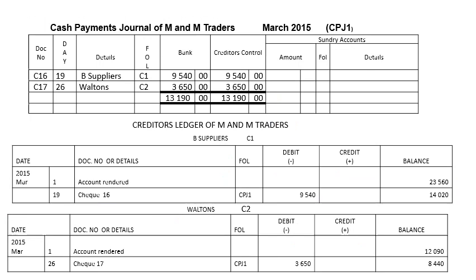We also need to post to the creditors ledger because we already know that each creditor will have his own account. So here is my creditors ledger, B Suppliers. They gave you the balances at the start. That was the account rendered. B Suppliers was paid on the 19th, according to check number 16. There's check number 16, so my document will be check number 16. We saw this in CPJ1, so in my folio, CPJ1.